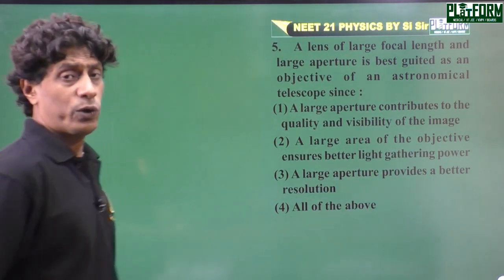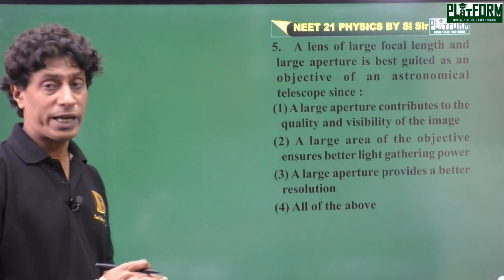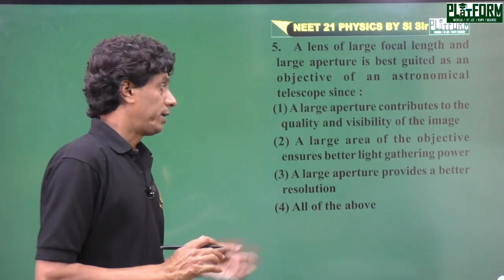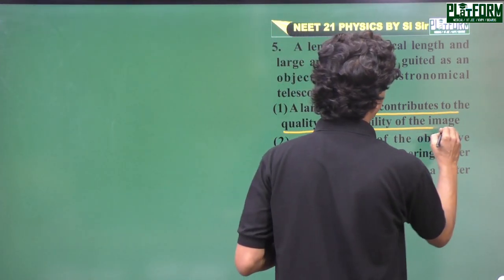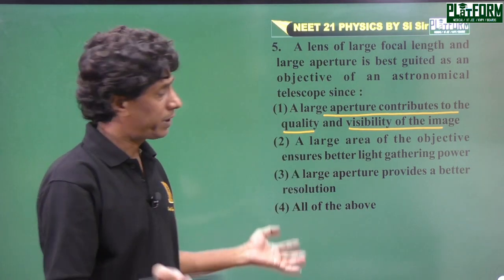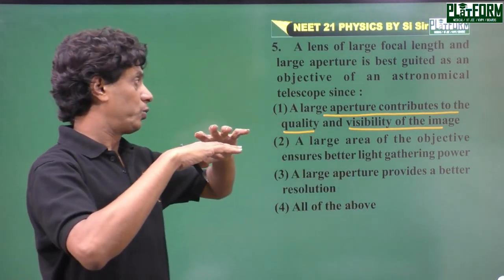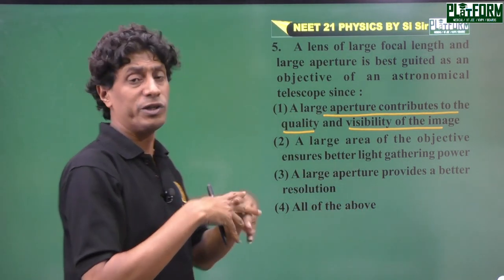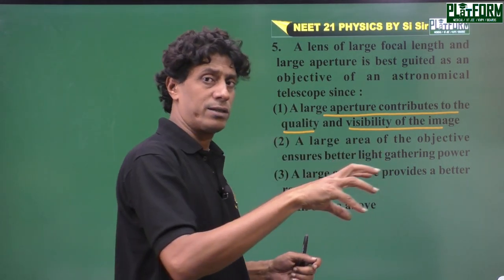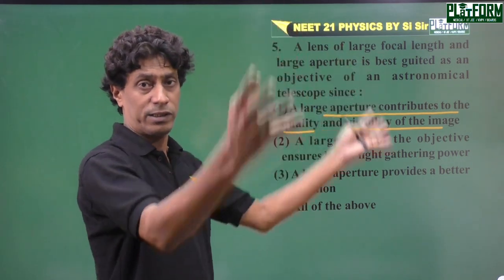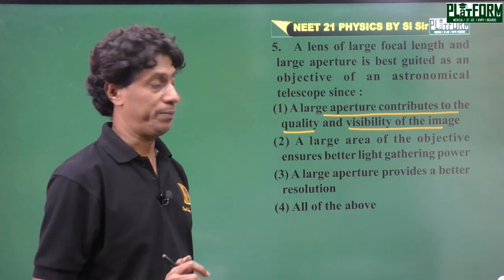A lens of large focal length and large aperture is best suited as an objective of an astronomical telescope. Large aperture contributes to the quality and visibility of the image. If the aperture is more, then the total intensity of light will be more, because the amount of light entering the lens will be more for a large aperture. So 1 is a correct statement of this problem.